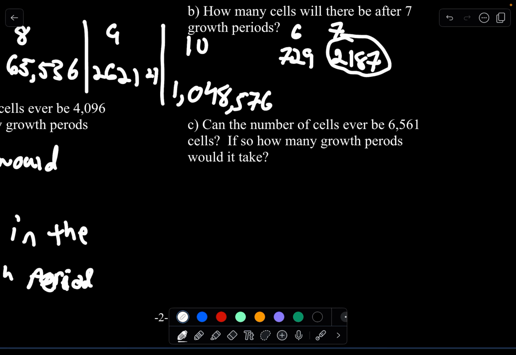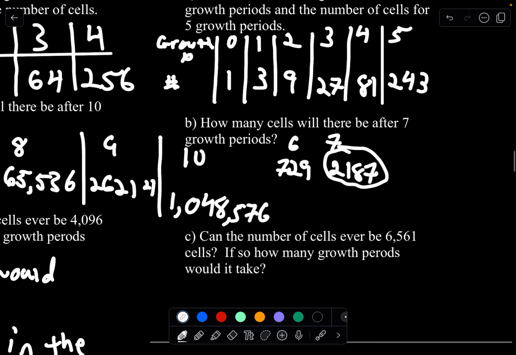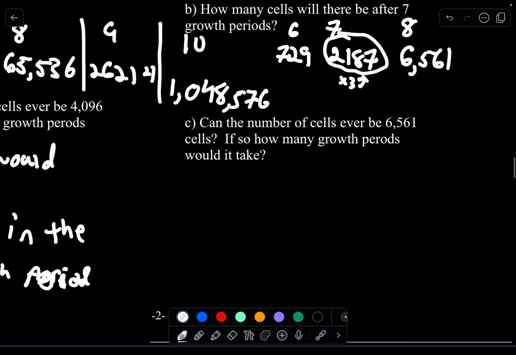Can the number of cells ever be 6,561? If so, how many growth periods would it take? Well, I would just keep multiplying by 3 each time. And it turns out that on the 8th growth period, we do get 6,561, which is just 3 times this. So, yes, 8 growth periods.